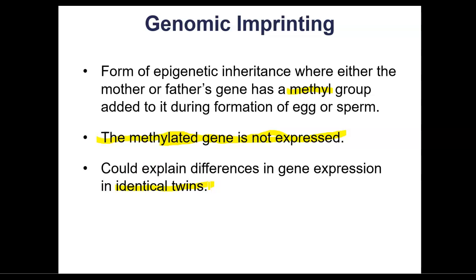Because, as you know, identical twins have identical genomes. So their genetics would be identical. If a DNA fingerprint test were to be done, they would test as the same person. There would be no differences in their actual DNA. So what can explain the little differences that you notice in identical twins, especially the older that they get, could be this whole idea of genomic imprinting, where either the mother or father's gene has a methyl group attached.